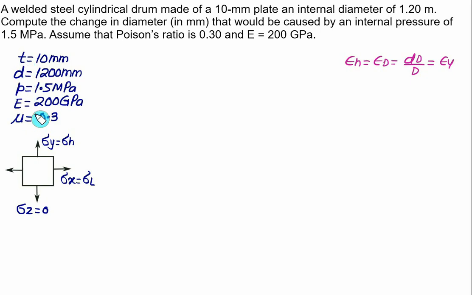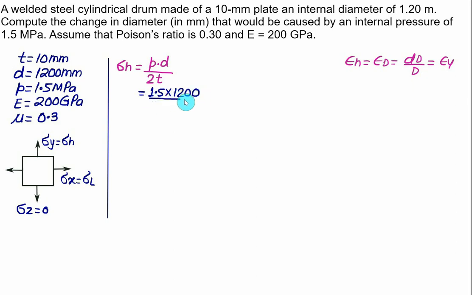We know the value of pressure, we know the diameter d and the thickness t. So let's first calculate what is the hoop stress. Hoop stress is represented by sigma h, given as the pressure multiplied by internal diameter d, divided by 2 times the wall thickness t. Pressure here you have to use in megapascal is 1.5. Diameter you have to use in mm is equal to 1200 mm, divided by 2 times the wall thickness, that equal to 10.